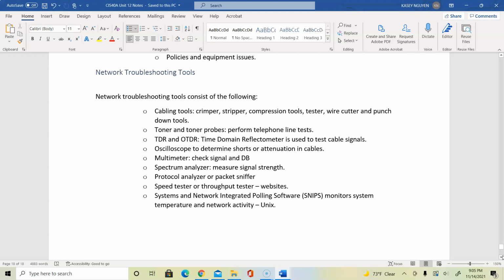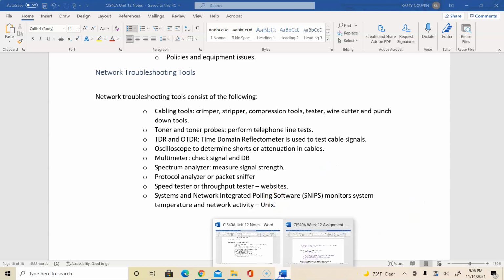And then with a protocol analyzer and packet sniffer, we can take a look at the logical side, looking at the configurations of our system communication and so on, so we can analyze how packets are passed. With a speed tester and throughput tester, we can use different websites to look at our transfer speed. And then lastly, we can use SNMP, which is Simple Network Management Protocol, used to monitor temperature and network activity on our servers. And there are other monitoring tools that we can use, but these are the basics that are recommended with the chapters.